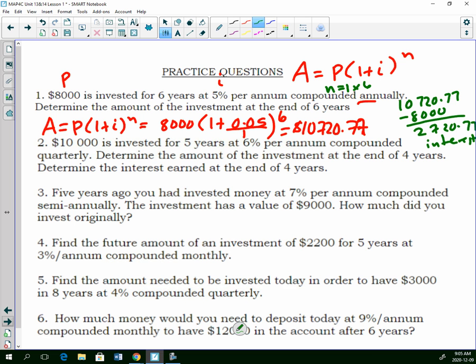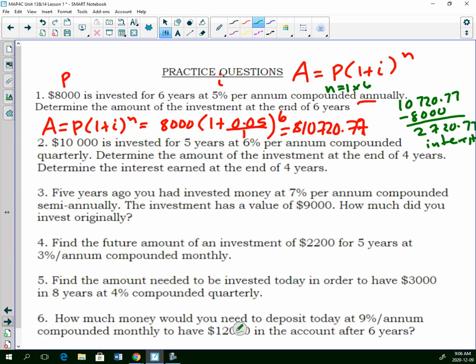If I want to figure out how much interest I earned, I just take the end amount and I subtract what I invested, and that will tell me how much interest I earned. So over 6 years, I earned $2,720.77 interest, okay? And then the 8,000 was the original investment. Okay, so let's do number 2.